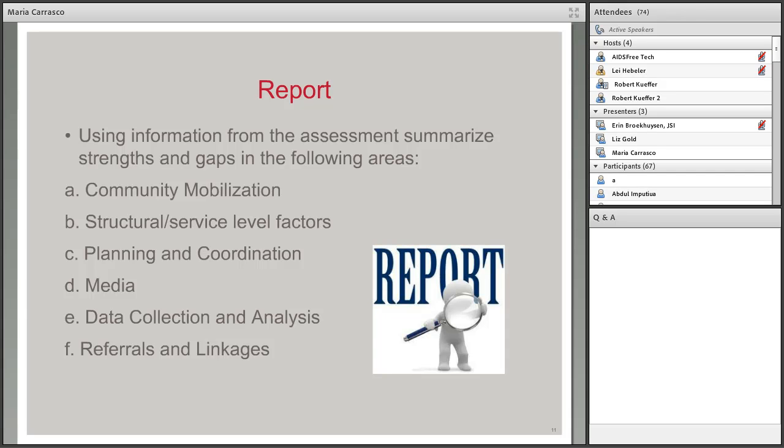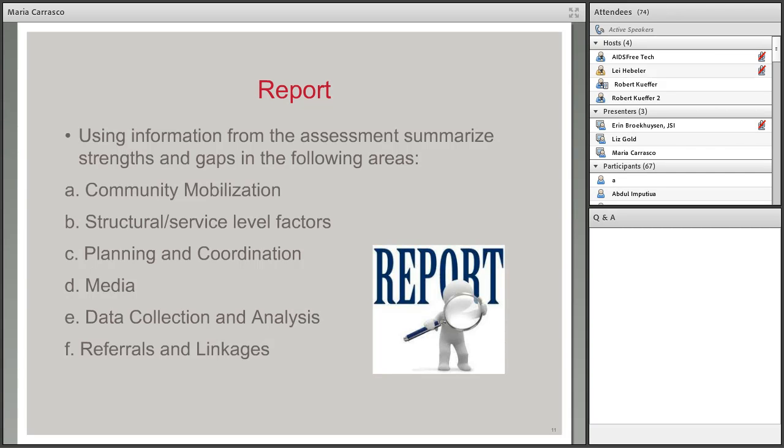And finally, in terms of the report, in the tool we provide a template that you can use for reporting, but you should also feel free to use a template that you already have or structure the report as you think is best for your country or your context. And we recommend developing a report after using the tool because this helps to digest the information that you have collected with the tool.